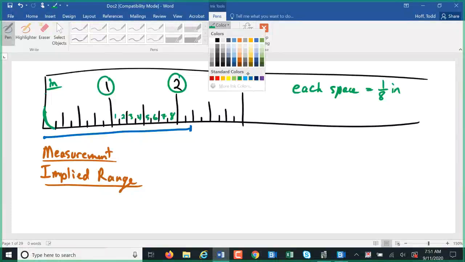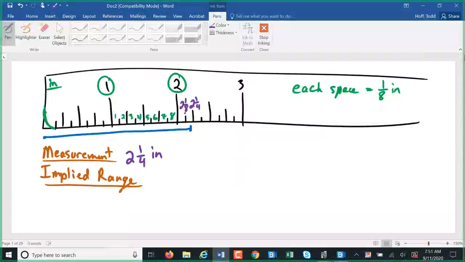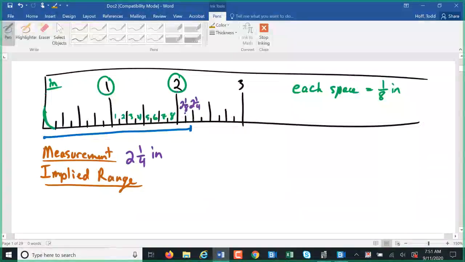So now back to our measurement. This is 2. This would be 2 1/8. It would be 2 2/8 or 2 1/4. It is closest to the 2 1/4. So 2 1/4 inch. So that's our measurement. To do our implied range, we have to do some other things along the way.